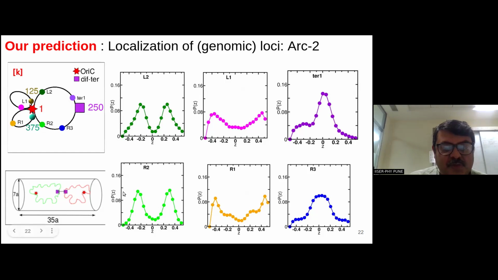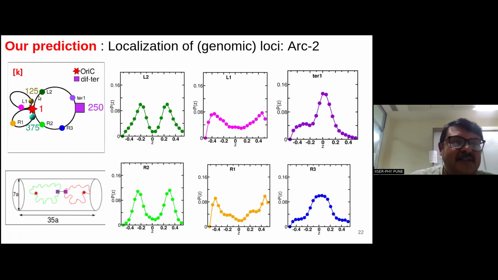And there will be two such polymers. So both the R1s occupy the end of the cylinder. What about L1? L1 is close to this monomer number one, but it's part of this loop. So it will be left. So if this monomer number one is here, this guy is pushed towards the pole. It's more towards the left.